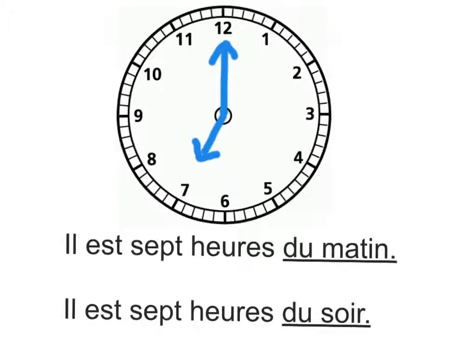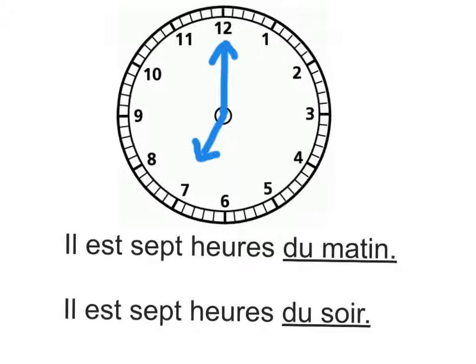Now to make things really certain that you know exactly what time it is, or if you're making plans, exactly what time you're making plans for, sometimes you need to be able to say whether something is happening in the morning or the evening. Is it 7 o'clock in the morning or is it 7 o'clock in the evening?